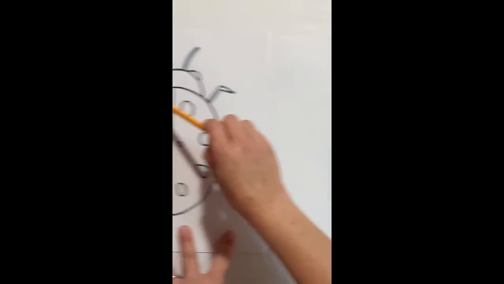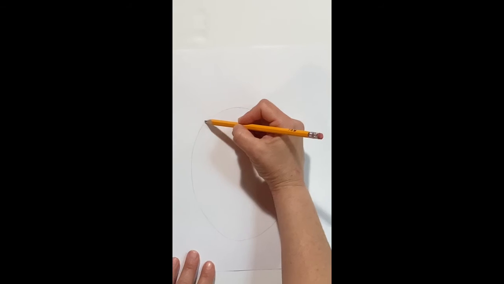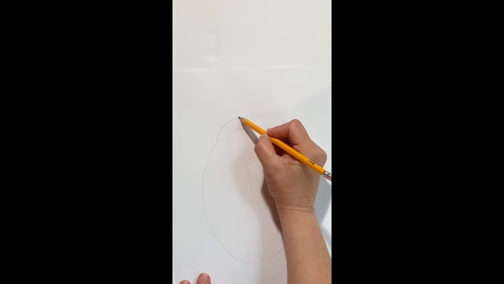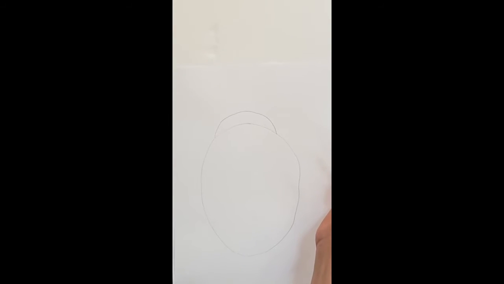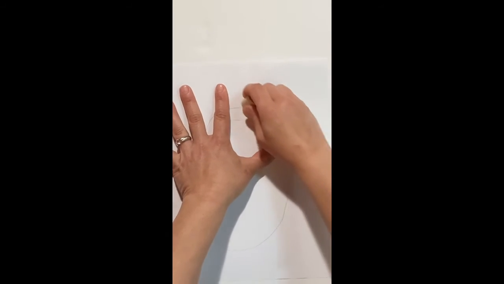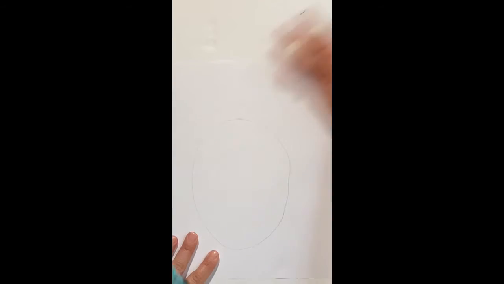And then we're going to do the head, which is a half circle. So I'm going to start on this side, and I'm going to go up and over. I made it a little bit smaller. So I'm going to fix that. And because I was sketching, I can erase it.